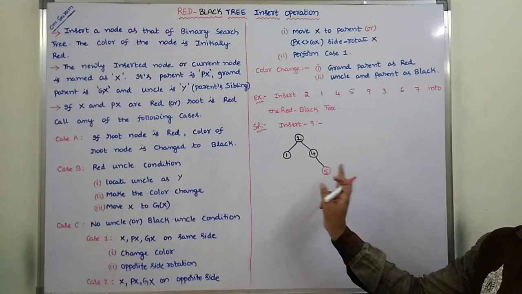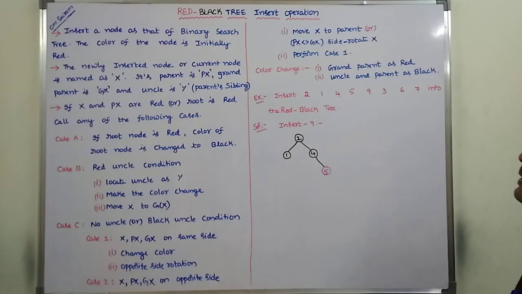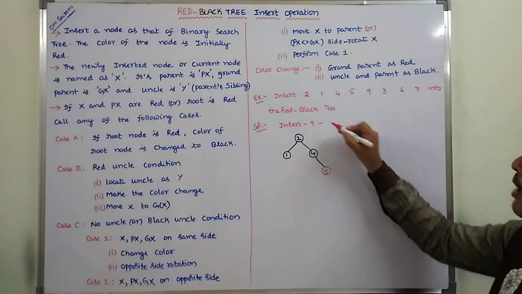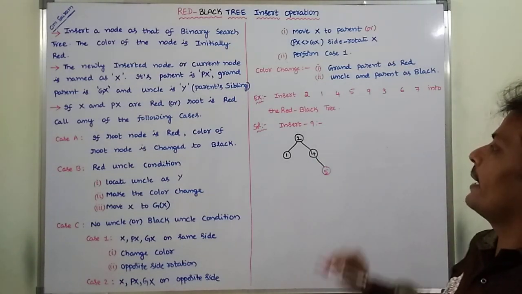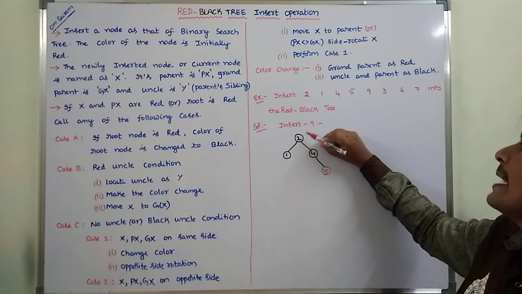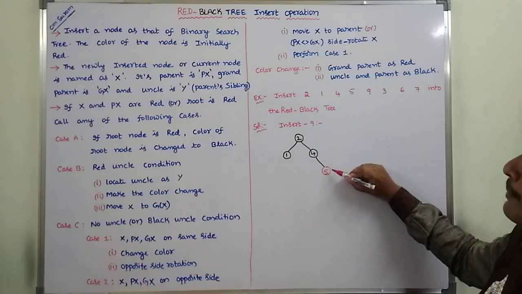Before inserting element 9, this is the red-black tree, after inserting 2, 1, 4, 5. So now we are inserting element 9. First, 9 is compared with 2. So 9 is greater than 2. Go to the right subtree.